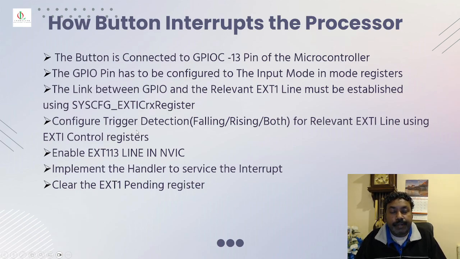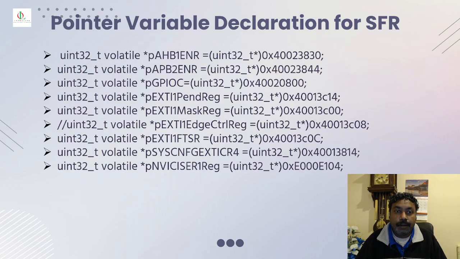Then you have to tell whether the trigger happens on the falling edge or the rising edge for EXTI13, and then enable that external interrupt line in the NVIC. Then implement the handler to service the interrupt. Once it finishes, clear the external interrupt pending register and go back to the main program. And these are all the pointer variable declarations for the special function registers that you've got to use. You will be learning shortly how to program everything from line 1.